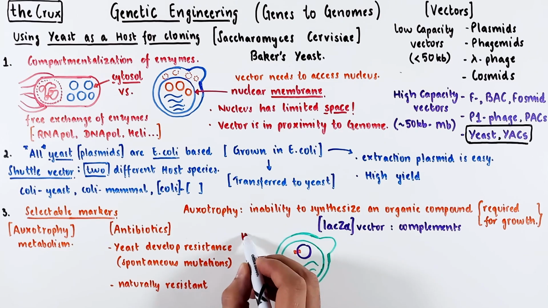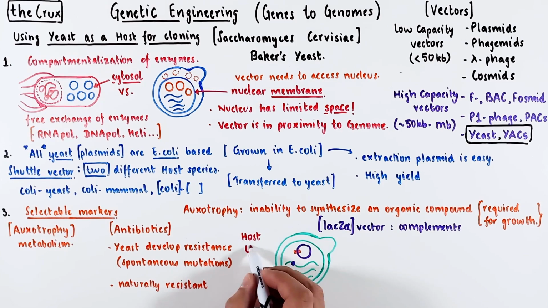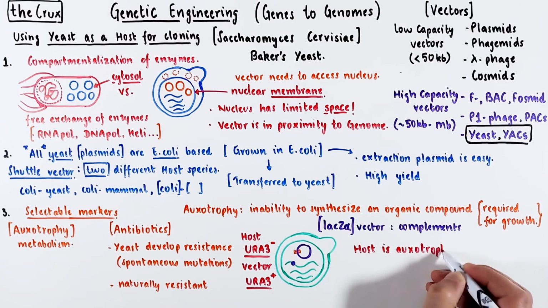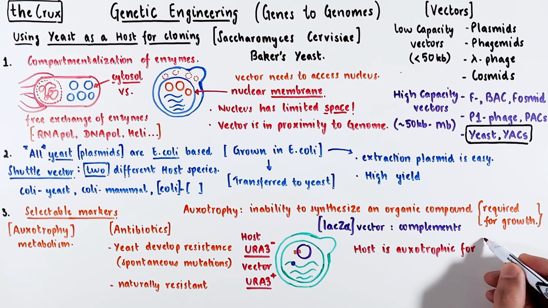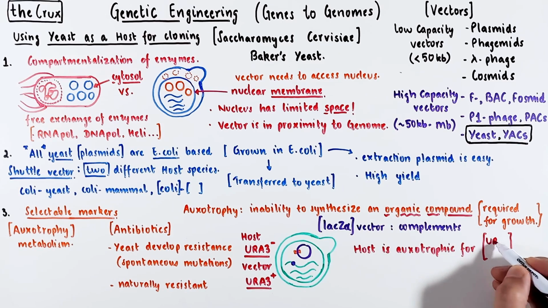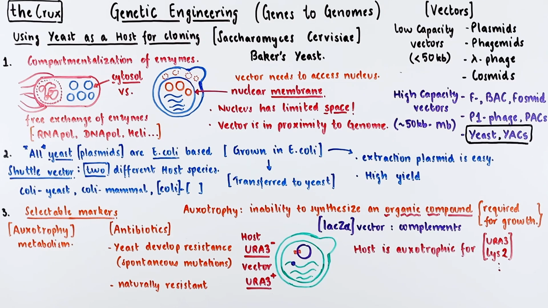As an example, the host is mutated in the URA3 gene, which is required for the uracil synthesis. If you use this mutated host, the vector then must contain the non-mutated version of the URA3 gene, so it can complement the host. So we say that the host is auxotrophic for the gene product required to make a specific organic compound. This product is typically an enzyme involved in the metabolism. We just saw the URA3 gene, which makes an enzyme required for uracil synthesis, but there are many more.